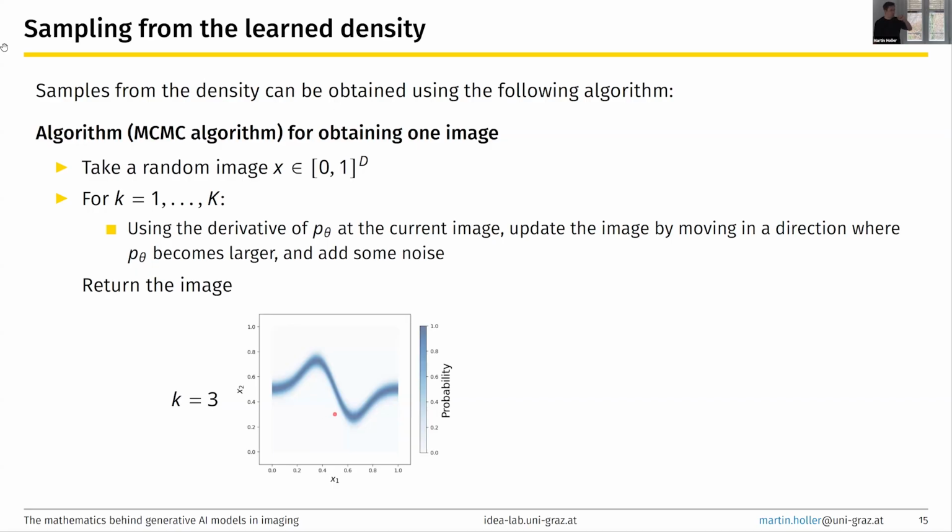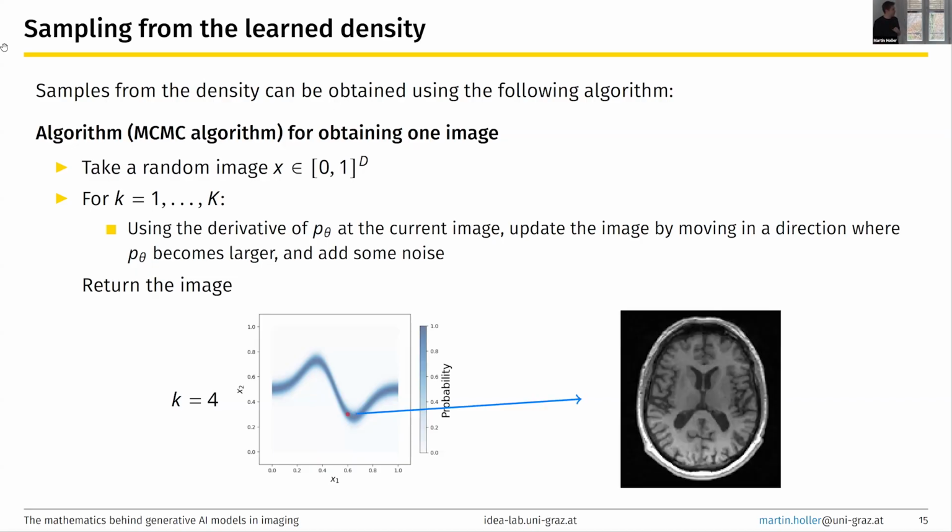And I repeat. I move again, and if I iterate this long enough and under certain conditions, I can actually obtain indeed a sample from my density of images. And this is an algorithm that is actually numerically feasible. So with this, I can create samples even of high-dimensional images. So in the ideal case, for instance, I would then have obtained an MR image.